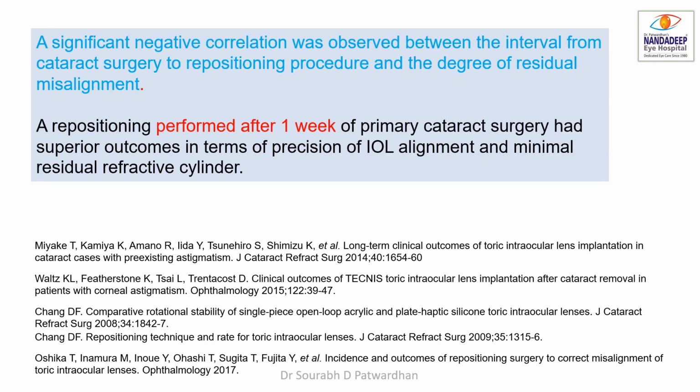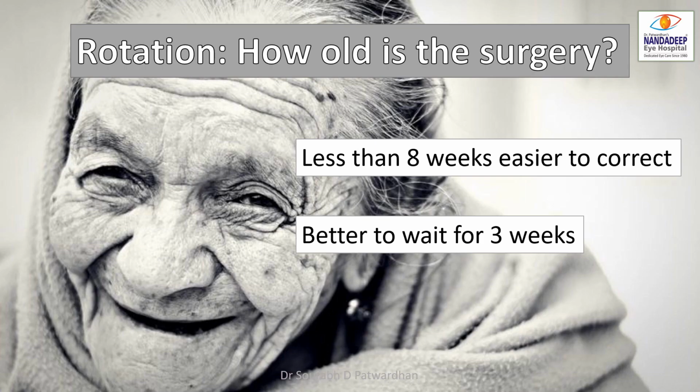Another important study which is important for our case is that repositioning should be performed after 1 week. If you do it very early, there is a chance that it may re-rotate. So when should it be rotated? Less than 8 weeks post-operatively is easier to correct. Of course, in an individual case you can do it later also, and it is always better to wait for 3 weeks for the capsule to become a little more sticky and then rotate the IOL.